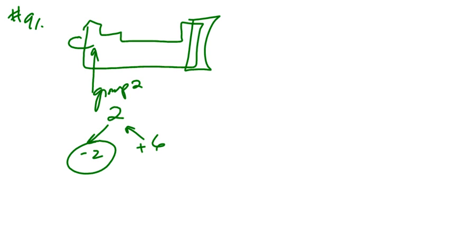So for that one, number 91, what are they going to do? They're going to lose 2 electrons. The answer is B.